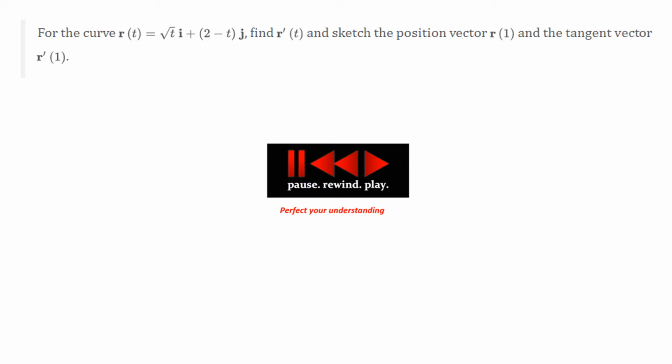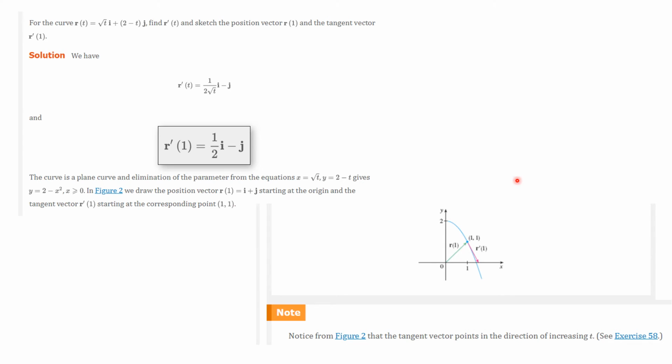Let's see how you did. Okay, so when we take the derivative of that, we're going to get r prime of t is equal to 1 over 2 square root of t i minus j. And then when we put 1 in, we will get this expression. So the curve is a plane curve.